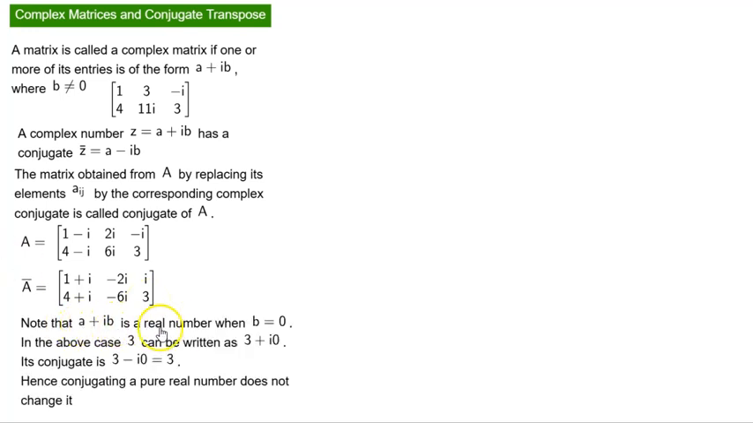Note that a plus ib is a real number when b is equal to 0. So the imaginary part will disappear. So in the above case, 3 can be written as 3 plus i0. Its conjugate is 3 minus i0, which is equal to 3. Hence, conjugating a pure real number does not change it.